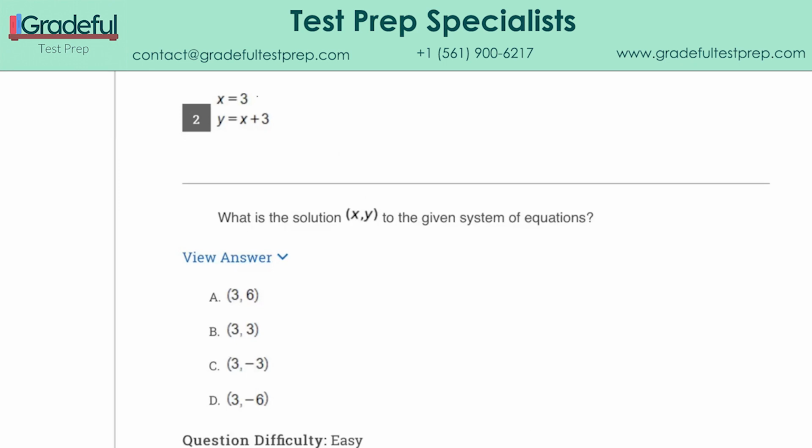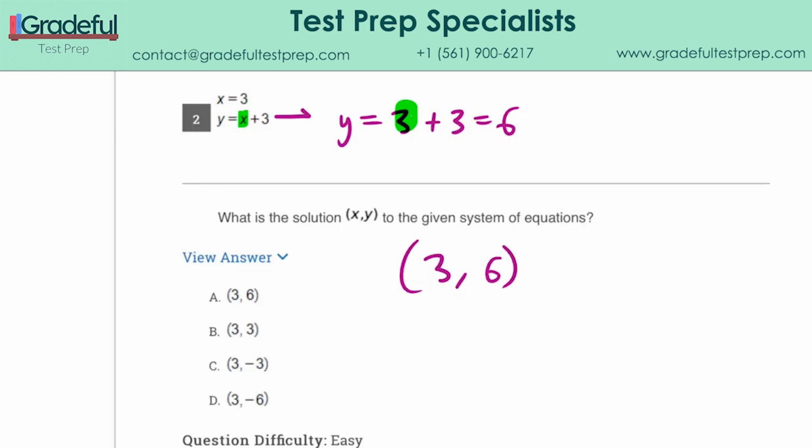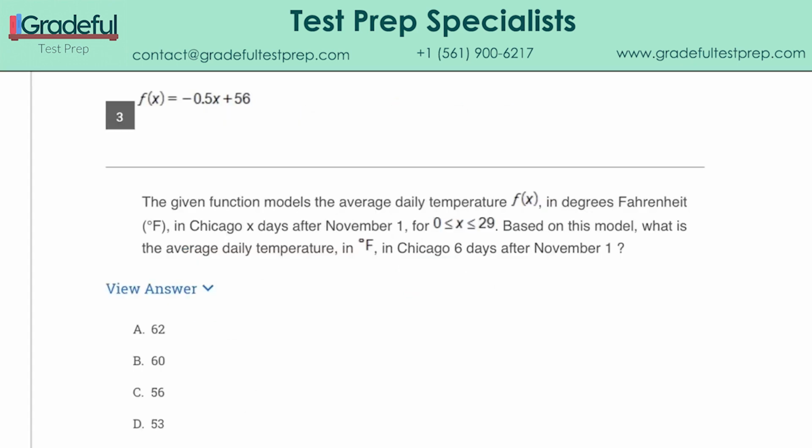Here, for this simple system, we're being told that x is 3, so we can use substitution. If we know that x is 3, we can just go ahead and replace every x with the number 3. So that gives us 3 plus 3 here for y. So all we did is we took this x and replaced it with the number 3. That gives us y equals 6, and we now know that x is 3 when y is 6, which is A for number 2.